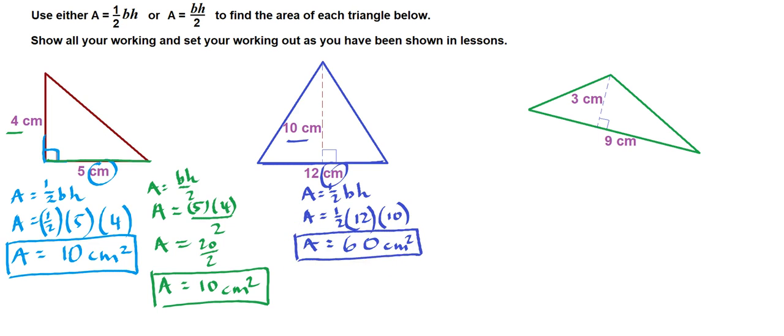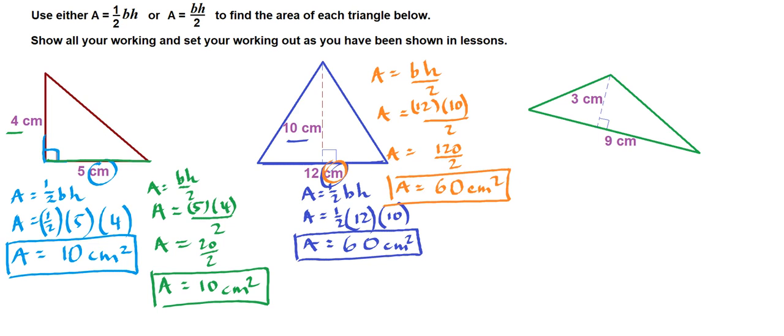If I was going to use the other formula, it would look like this. Area equals, what is it, base times height divided by 2, right? So area equals, what's the base? 12 times 10, which is the base, which is the height, and we divide that by 2. Area equals, what's 12 times 10? That's 120 divided by 2, and 120 divided by 2 is 60 centimeters squared.